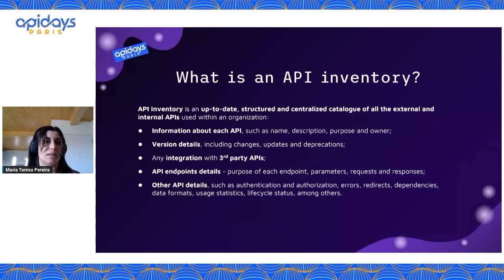There are some key components that an API inventory should include, namely information about each API, such as the name, the description, the purpose, the owner, any version, any details on the version, including changes, updates. If you have any integration with third-party APIs, you should also include that information as well. Information on the API endpoints, the purpose of each endpoint, parameters, requests, responses, and of course, other API details such as authentication, authorization, dependencies, lifecycle status, data formats, among others.